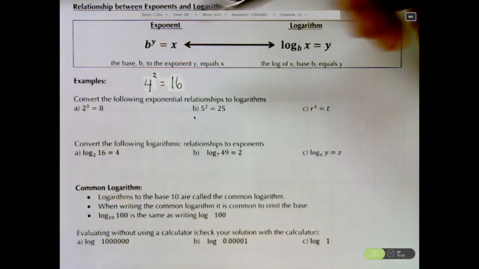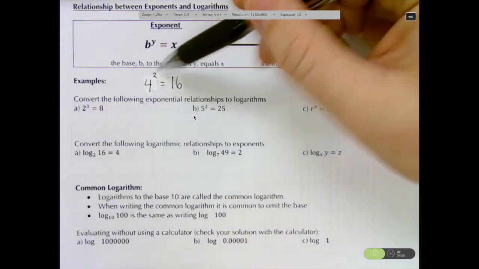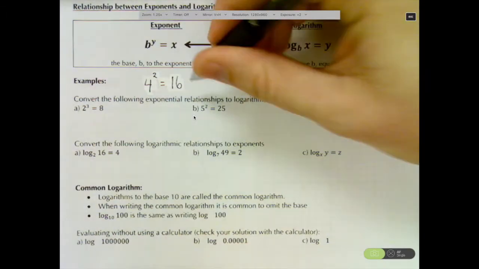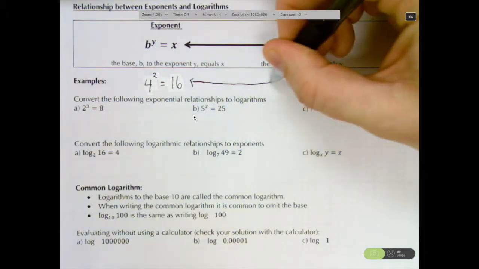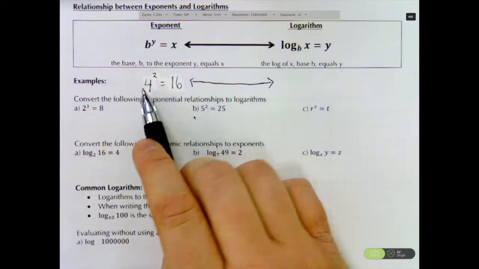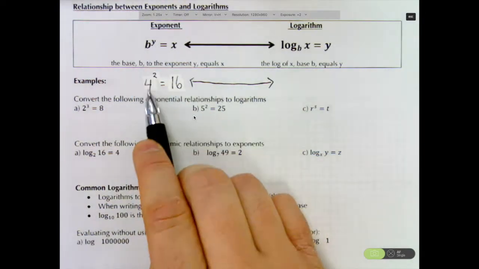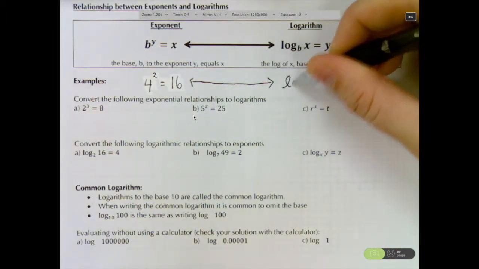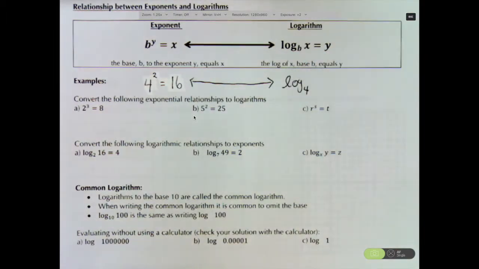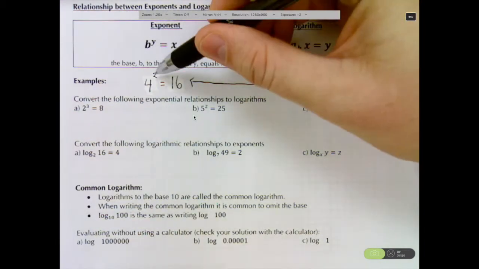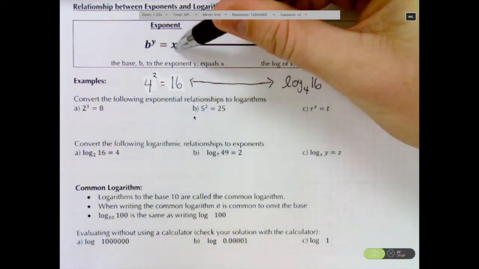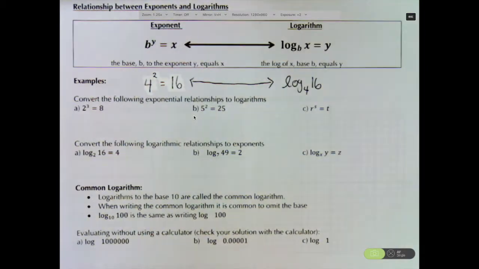So back to our example here. An exponent, 4 to the exponent 2 equals 16. How is that rewritten as a logarithm? Well, in a logarithm, the base b stays the same. The base of our exponent is actually the base of our logarithm. So this is written as log base 4. And in this case, it's the log of not 2, but 16. 16, the output of our exponent, is the input to our logarithm.